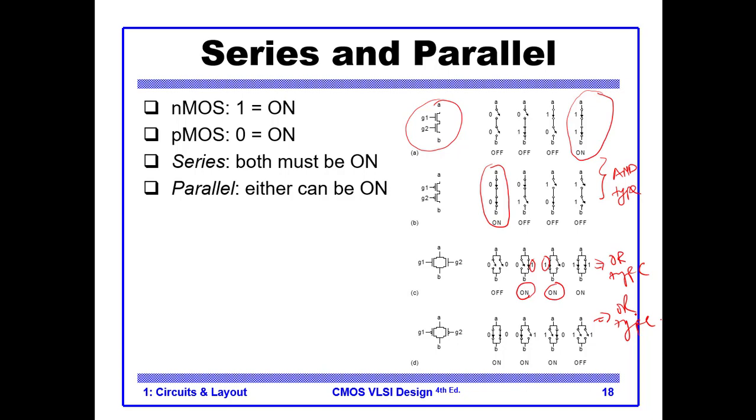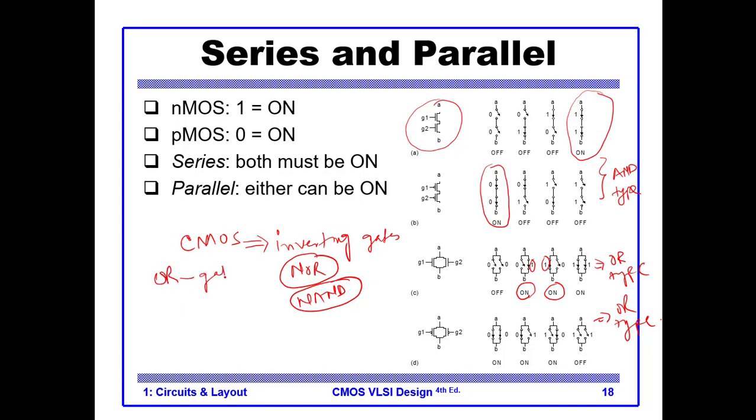Okay, so as I told you, in CMOS you can build inverting gates. So it's easy to build inverting gates. For example, you can easily build NOR gate, you can easily build NAND gate. So for example, if I want you to build OR gate, how will I build OR gate? I will first build a NOR gate.